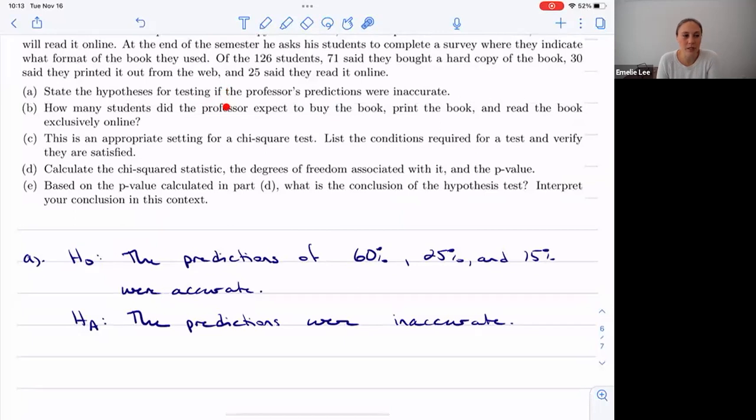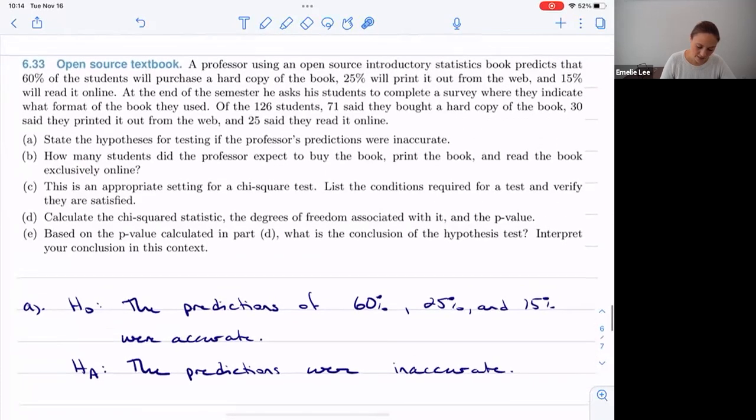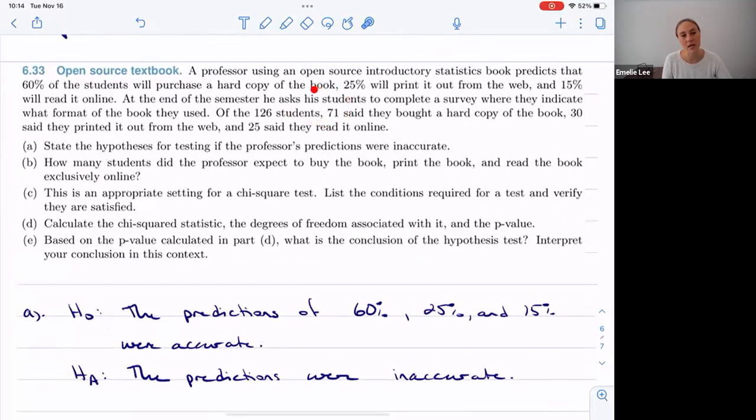There's a lot of wiggle room here, right? You could have said the predictions were accurate, but I chose to illustrate with the actual predictions. You don't have to do that, right? So it's open to a little bit of interpretation. As long as you're saying the distribution in the sample is the same as, or is not statistically different from, the hypothesized distribution, then you're good. In terms of the information that we have, we're going to set it up in a table.